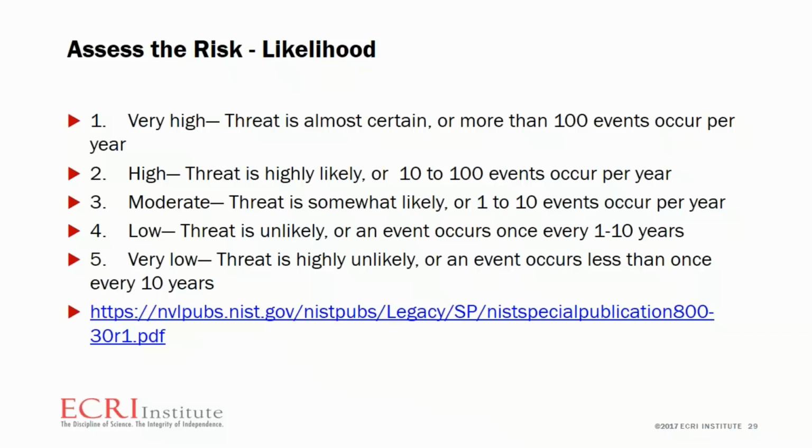Pretty simple scale, it's kind of subjective. Go from highly unlikely up to almost certain, and the latter part of that is based off of how many times a year something can happen. That's more for non-adversarial threats, like maybe a disk error or failure or natural disasters.